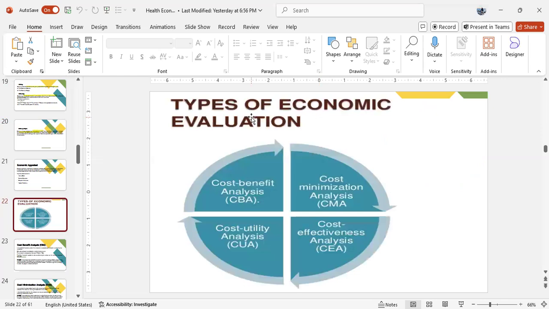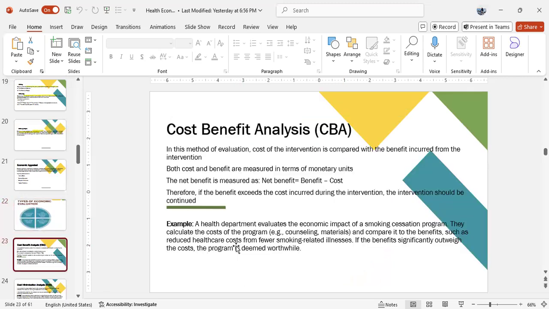There are different types of economic evaluations like cost benefit analysis, cost minimization analysis, cost effectiveness analysis, and cost utility analysis. One by one, we will discuss all of these. First of all, cost benefit analysis.